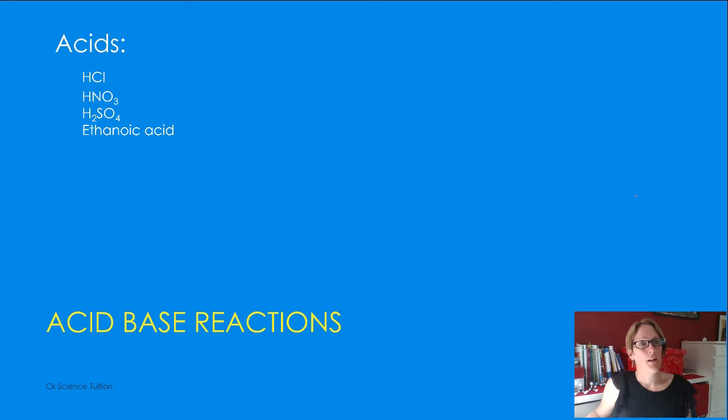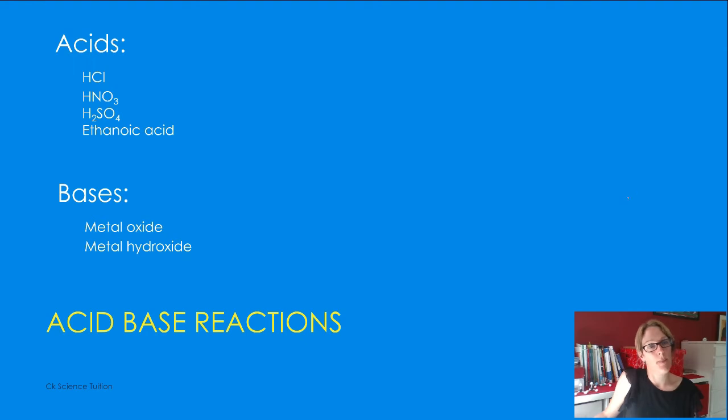Hydrochloric, nitric and sulfuric are strong acids, what we call our bench acids, the ones that we use in the lab all the time. Ethanoic acid is just an example from the organic world, and we won't look at the equations for that today. Our bases are basically all going to contain a metal and oxygen in some way. So we have a metal oxide, a metal hydroxide with an OH group in it, and a metal carbonate. That's all we're going to stick with for the bases.